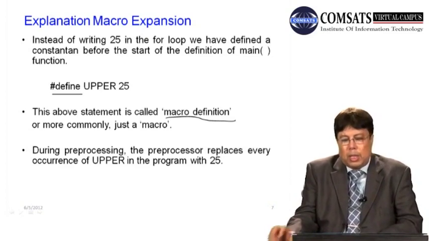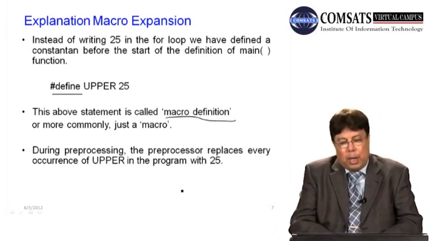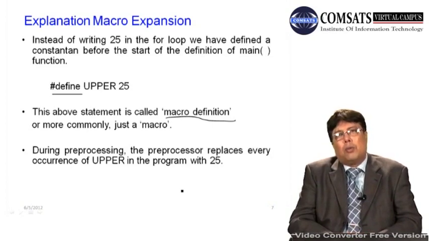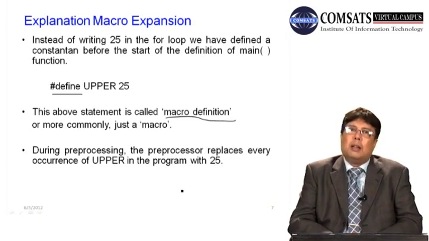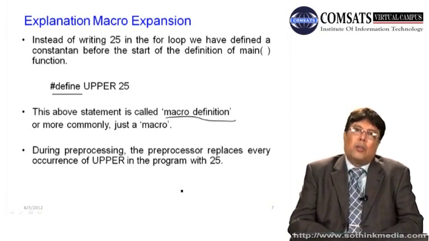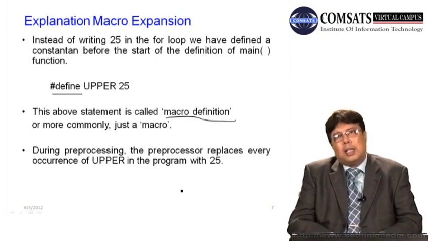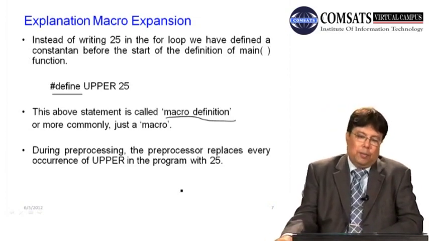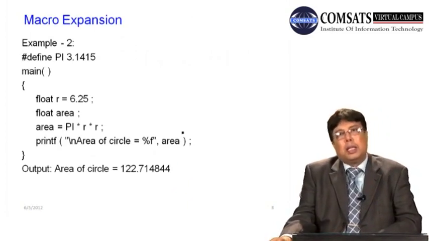During preprocessing, the preprocessor replaces every occurrence of upper in the program with 25. You might have used a command in Microsoft Word, find and replace. So this directive is basically find and replace. It finds all the occurrences of upper in the main program and replaces them with the value that we have provided, and in this example the value that we have provided is 25. So basically this is a find and replace command.